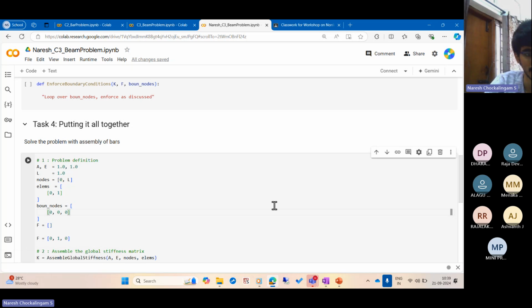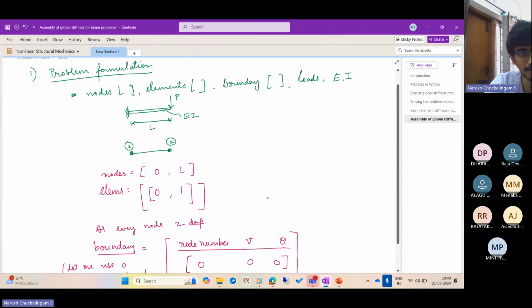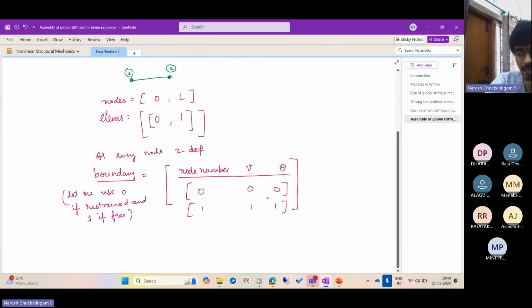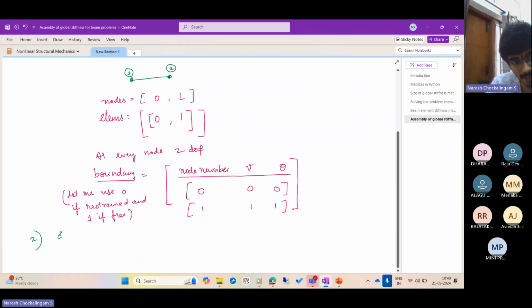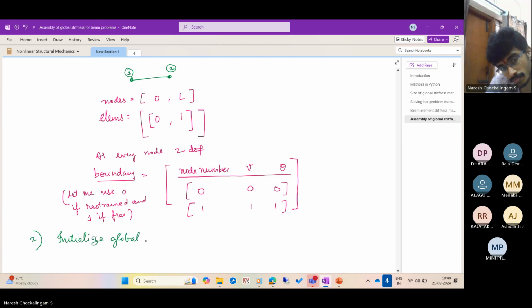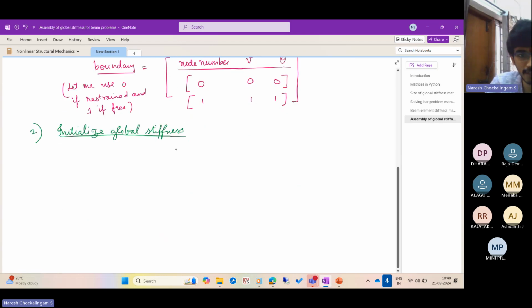That's okay. Then what about the force matrix? So okay, until this point it's fine. Force and this one will come later. Now second thing, second step, initializing. Initialize global stiffness matrix. So what should be the size of the global stiffness matrix?